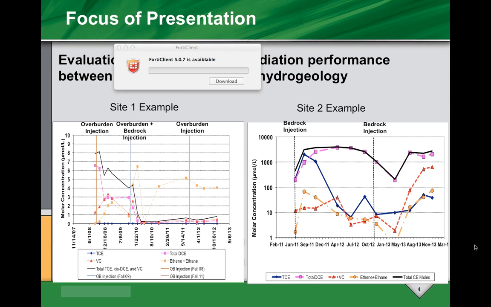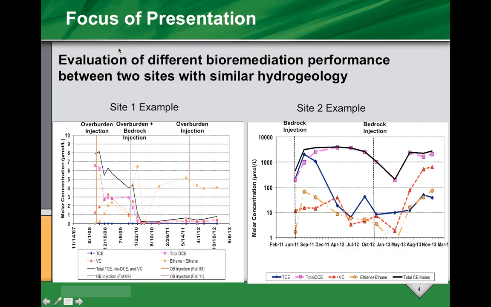Then at site 2, on your right-hand side, you can see after our amendments, we do see some decrease in TCE concentration. TCE is the line that is dark blue with diamonds. And we do see appearance of daughter products. You can see cis-DCE and you can see vinyl chloride. However, we don't have the total reduction in chloroethene moles as we see at site 1.